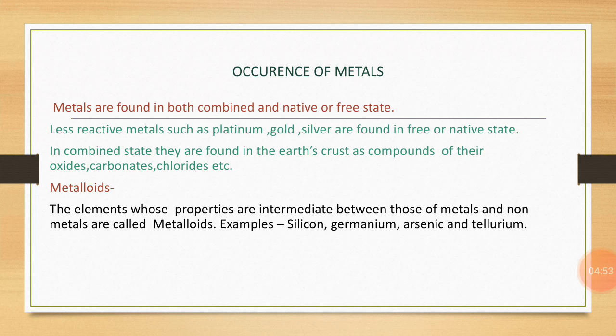But there are some metals which are reactive. Except these three metals, the other metals which are reactive are mainly found in their combined state. That means they occur in combined state in the earth's crust. They are present in the form of their oxides, sulfides, sulfates, carbonates, nitrates and chlorides. So they are found in combined state in nature.